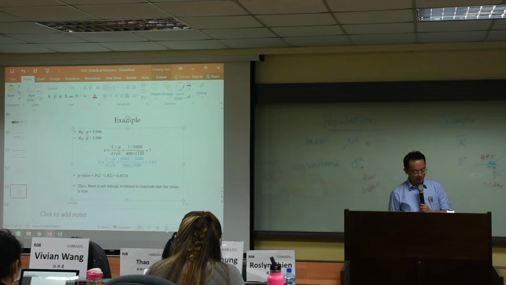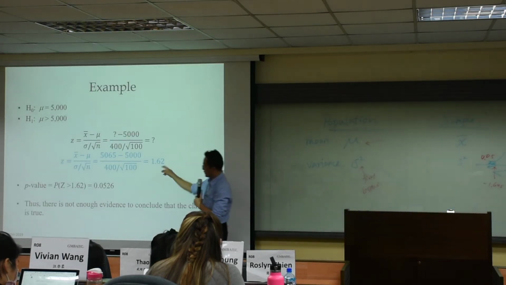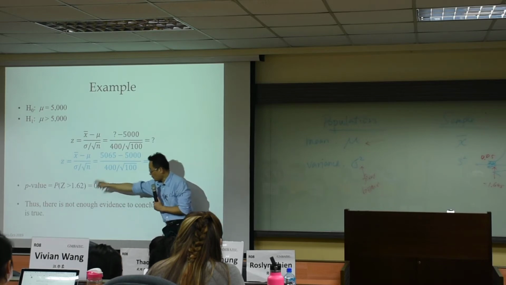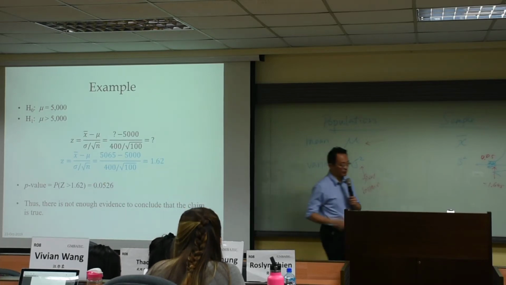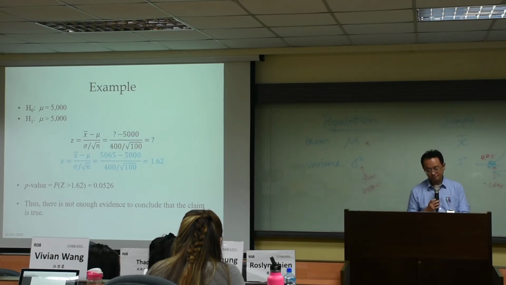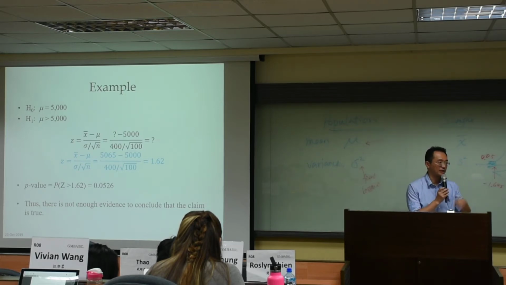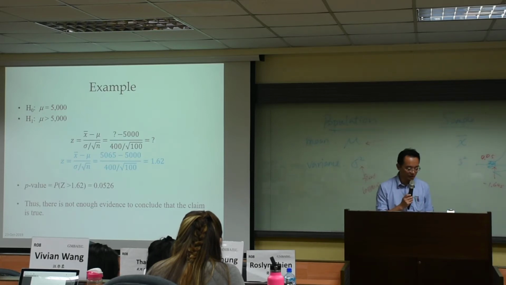The z value is 1.62. So the p-value, the probability of z greater than 1.62, is 0.0526. It's slightly higher than our significance level, 5%. So we can say there is not enough evidence to conclude that the claim is true.